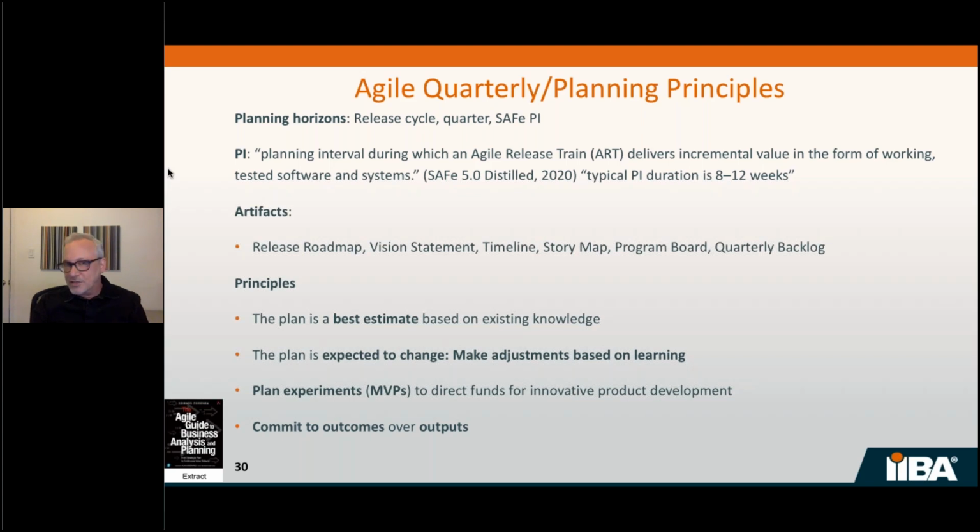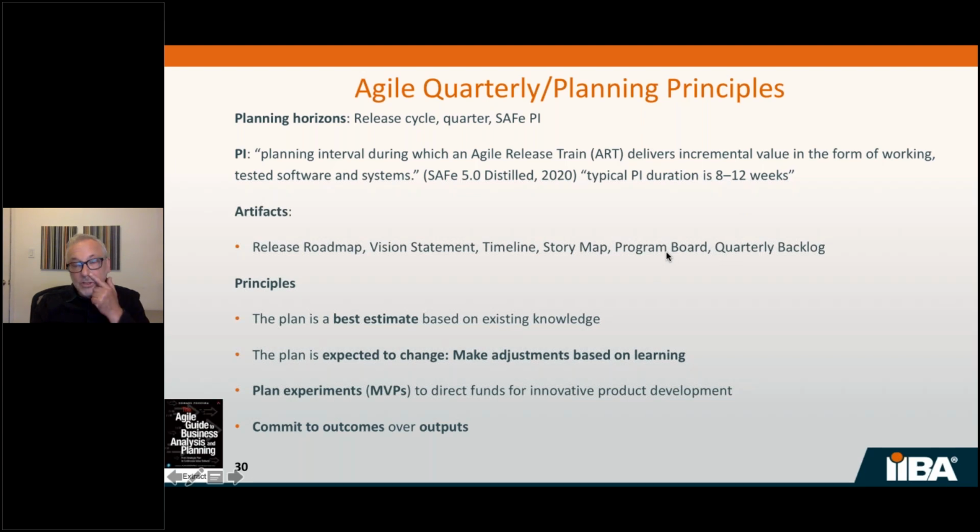And what comes out of this whole process? There'll be a roadmap describing what is going to be accomplished when, a vision statement to explain what we're trying to achieve through this change, a timeline which shows visually when the milestones will be reached, and a story map, which gives us a picture of what will happen during each sprint of the release cycle or of the quarter. And it gives us quite an interesting picture, which we'll show you in a few moments.